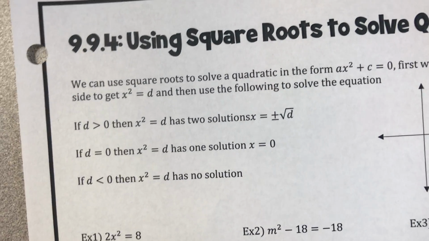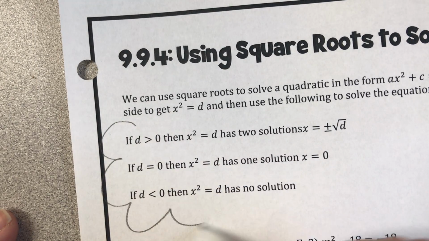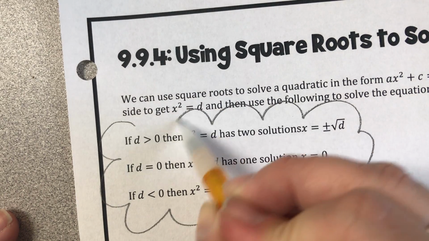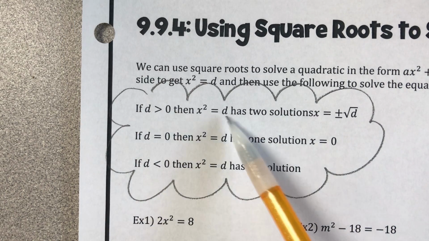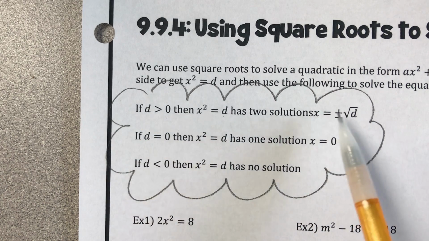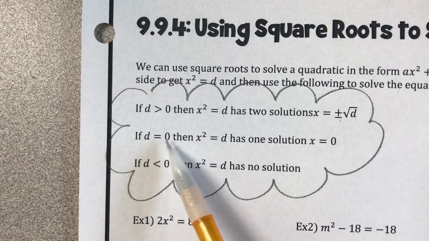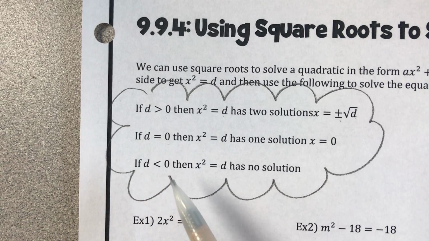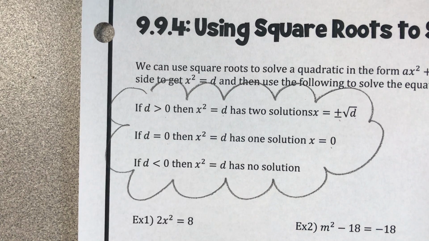Today we're going to talk about using square roots to solve quadratics. We're going to omit this for right now. This is important. We're going to be solving for x squared, and then once you have x squared equals d, if d is positive, you're going to have two solutions, plus and minus the square root of d. If d is 0, you're going to only have one solution, 0. And if d is less than 0, it's going to be no solution.